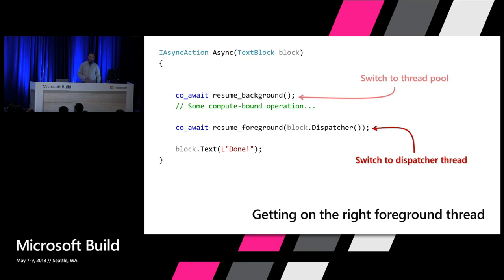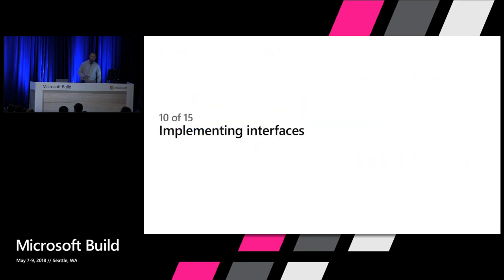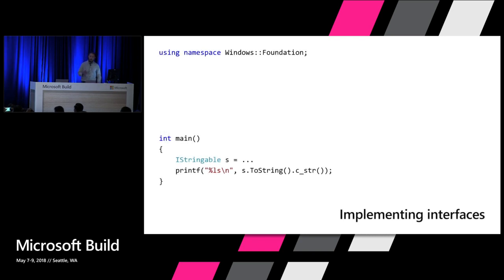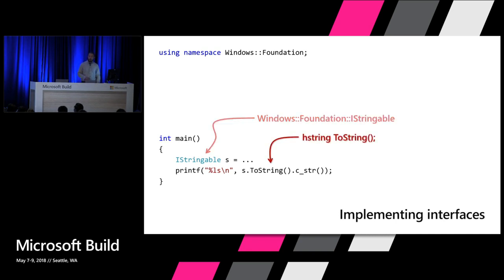So that's a lot about coroutines. Let's talk a little bit more about specifically implementing interfaces. Because there we're implementing interfaces, but we're doing a lot of the hard work for you. In this case, we might have some arbitrary interface. So here we have IStringable. Now IStringable comes from the Windows Foundation namespace. So I say using namespace, and then I can simply call the ToString method, which returns an hstring, and I can use that. But how hard would it be to actually implement IStringable?